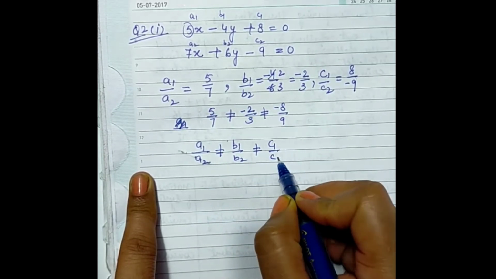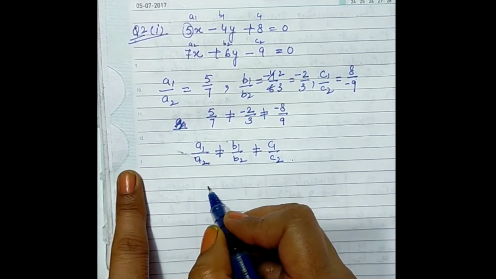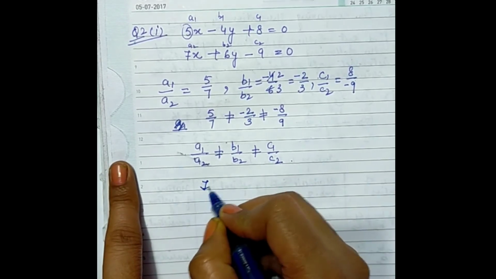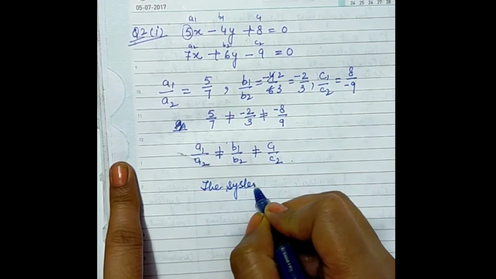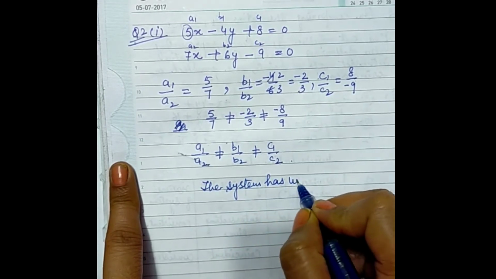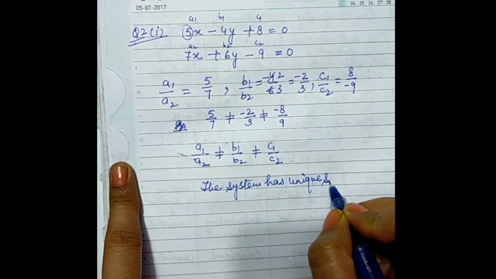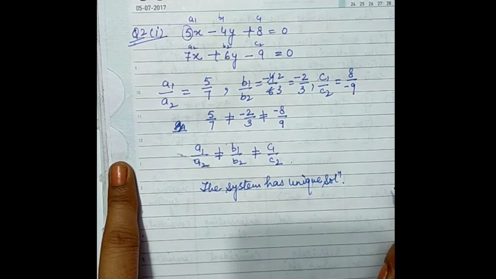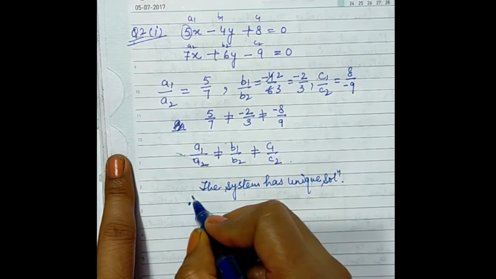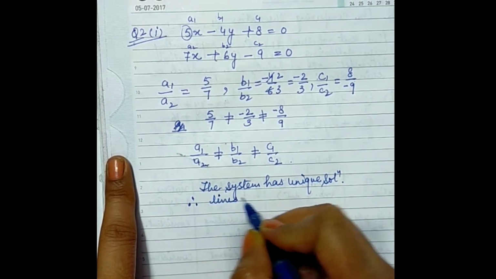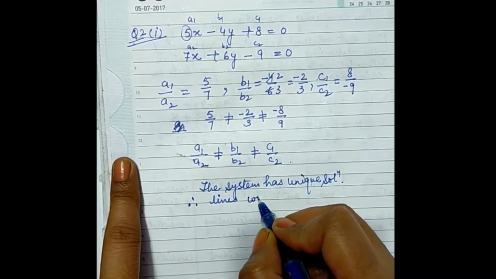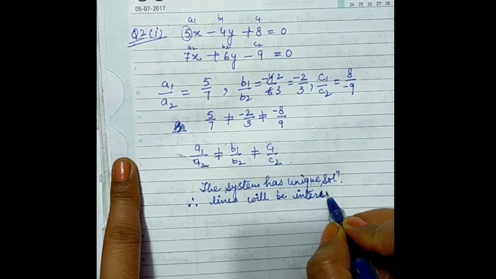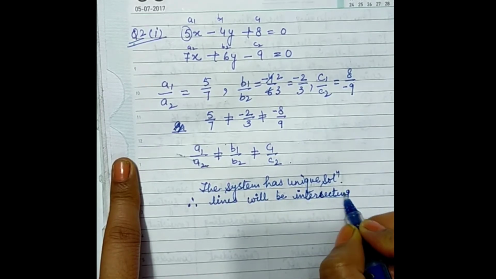So in such case, the lines will be intersecting as it has a unique solution. The system has a unique solution, and if they are asking whether the lines intersect, are parallel, or are coincident, here the lines will be intersecting. Only intersecting lines give a single solution or unique solution.